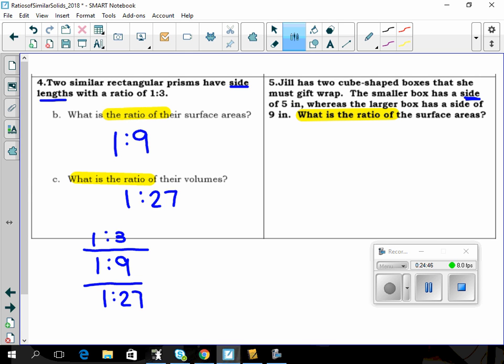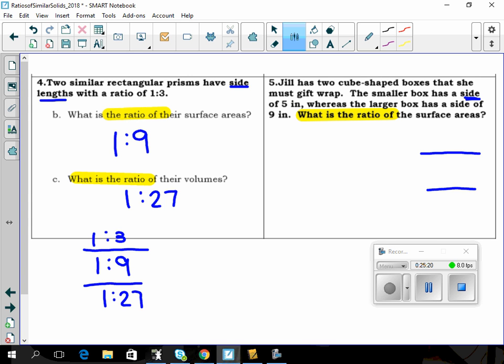Let's try number 5. I'm back to cubes. I know cubes are similar, so I want to make a chart. This one, the ratio looks weird. Do you have a ratio? You can have numbers that you can make a ratio. Let's make a ratio of small to big. You have a small box and a larger box.